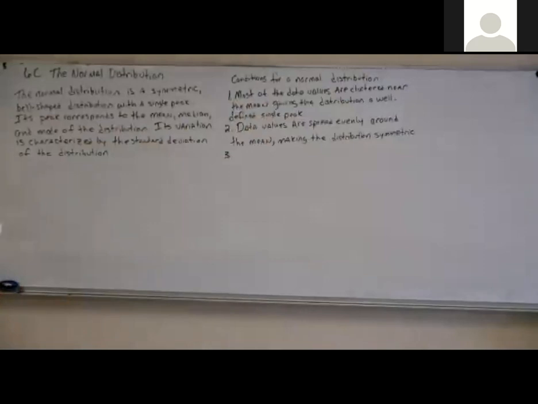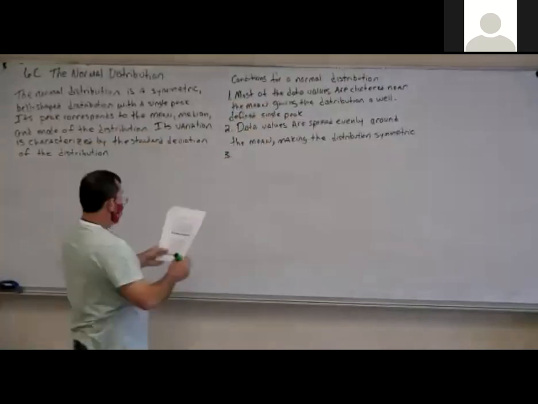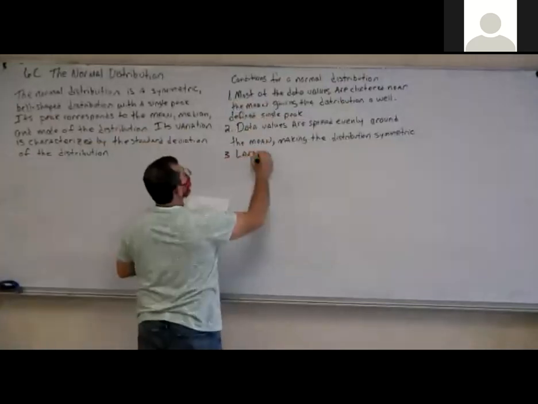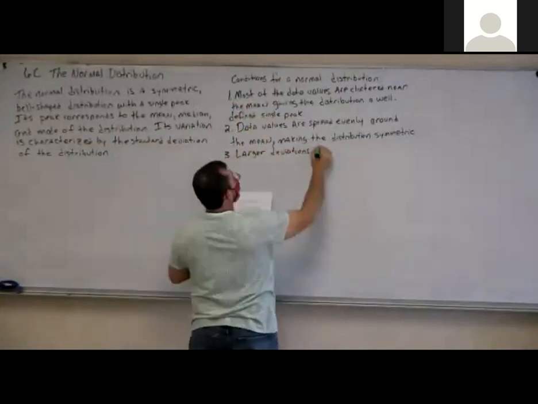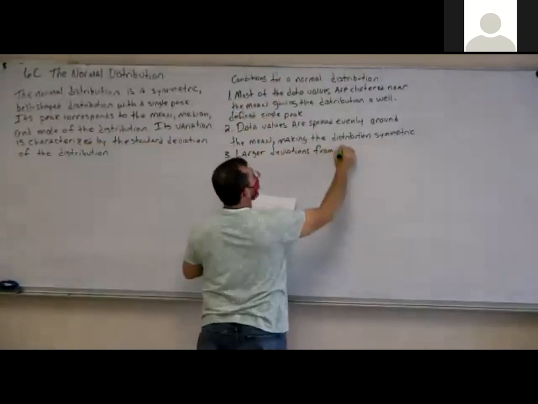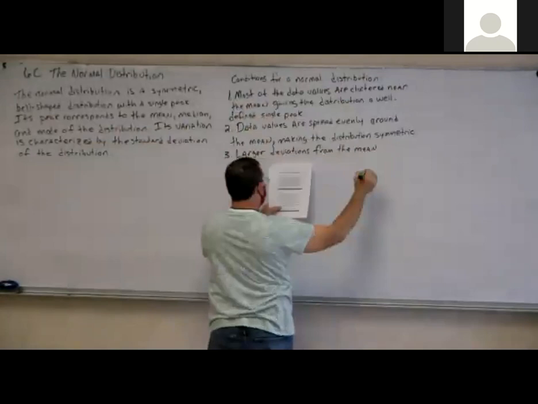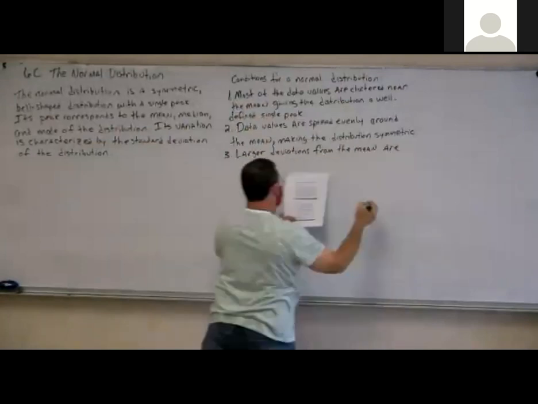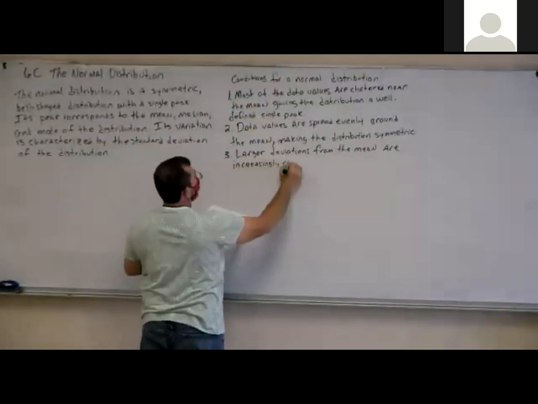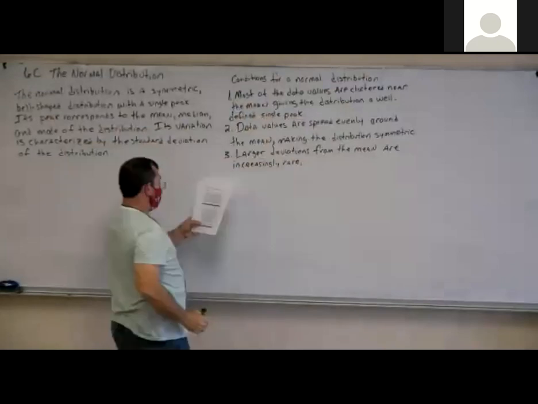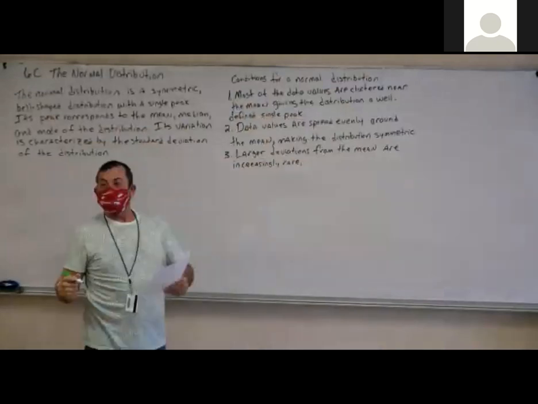Larger deviations from the mean are increasingly rare. So what they mean is the further you get from your average, those values are going to be less common, okay? So the larger deviations from the mean are increasingly rare. And that produces the tapering tails of the distribution.